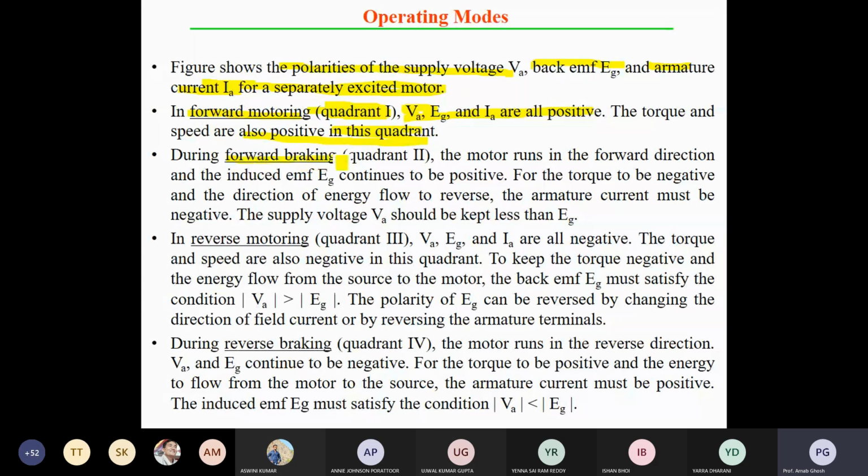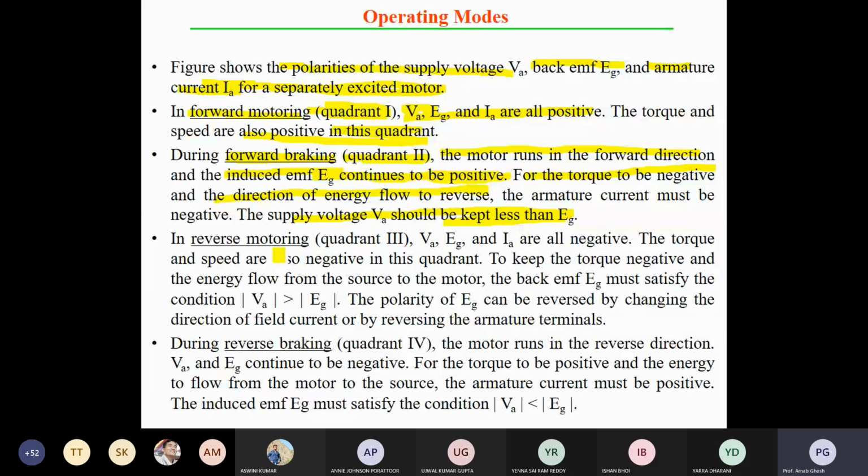Then forward braking means quadrant 2. The motor runs in the forward direction and the induced EMF EG continues to be positive. EG is positive, the torque is negative, and the direction of energy flow is reversed. The armature current must be negative. The supply voltage V should be kept less than EG. That means regenerative braking.